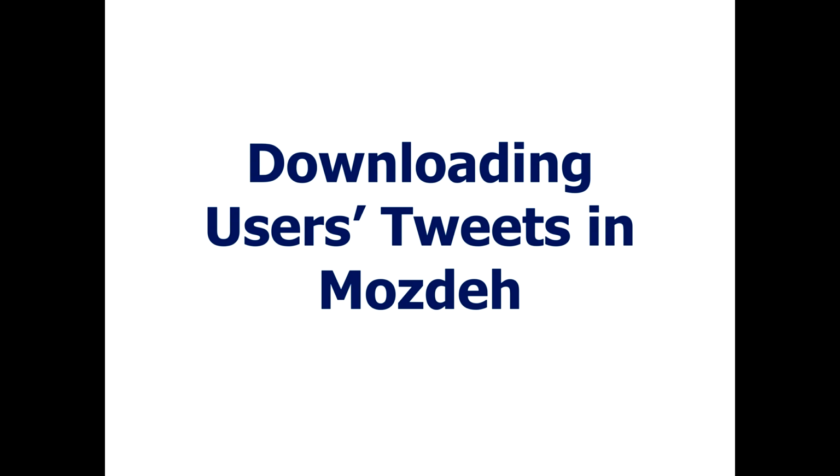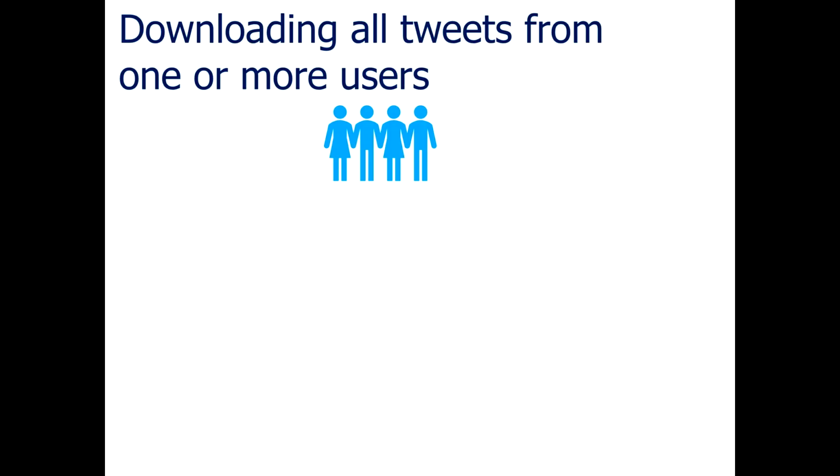For example, it might be all the politicians in Parliament in the UK or another country, or all members of an organisation, or the main accounts of all top British businesses, or something like that, where you have a specified list of Twitter accounts. You can download the tweets from Mozdeh. It's a slightly different procedure. It starts the same. You download Mozdeh, you start it, you enter a project name.